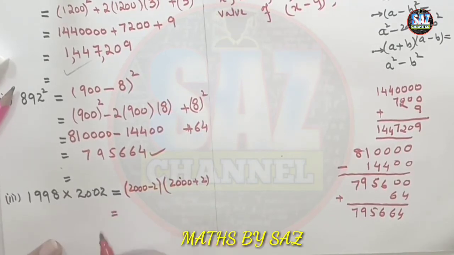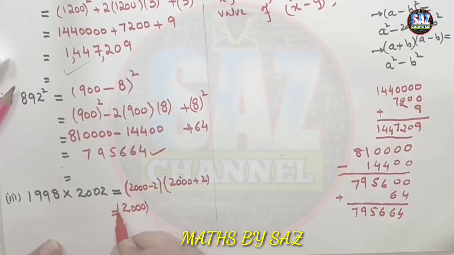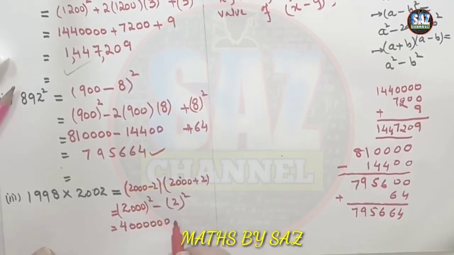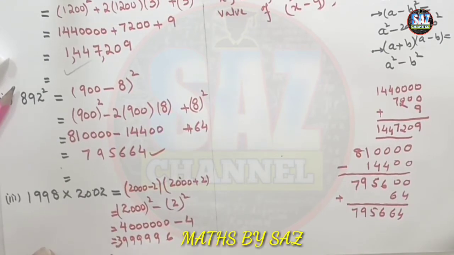Now the question will take the form a square minus b square. According to that, it will become 2000 whole square minus 2 square. Square of 2 will be 4, and then I have to double the zeros, 1, 2, 3, 4, 5, 6, minus 4. 10 minus 4 is 6, and I will be left with 3,999,996. I hope you are clear about this situation. Let's move to the next question.